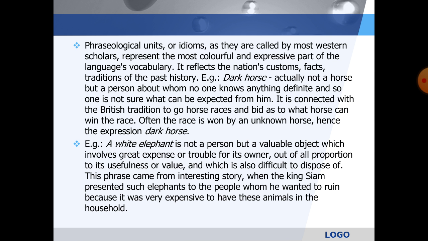For example, a white elephant is not an animal but a valuable object which involves great expense or trouble for its owner, out of all proportion to its usefulness or value, and which is also difficult to dispose of. This phrase came from an interesting story. The king of Siam presented such elephants to the people whom he wanted to ruin, because it was very expensive to have these animals in the household.